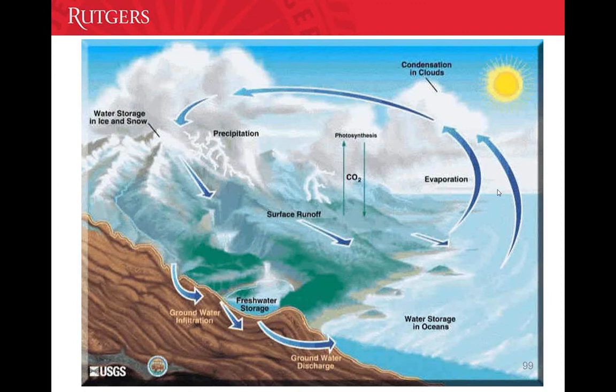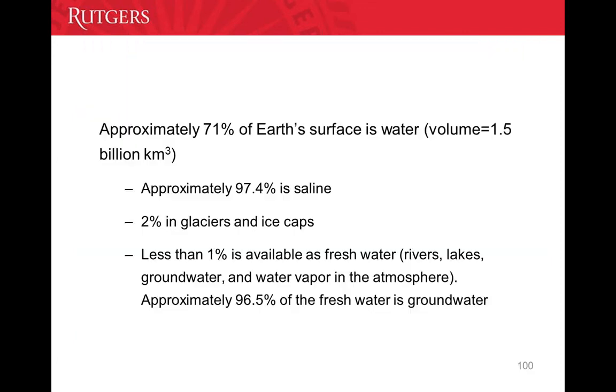But here's the hydrologic cycle that we know fairly well. It's a constantly evolving, circulating system from evaporation back into the sky to condensation, back down to precipitation, and so on. It's the basis for our concern about water. 71% of the Earth's surface is water, but most of it is salt water, almost 98%. 2% of the water is in glaciers and ice caps. That leaves us about 1% of the water available for us in rivers and lakes and groundwater.